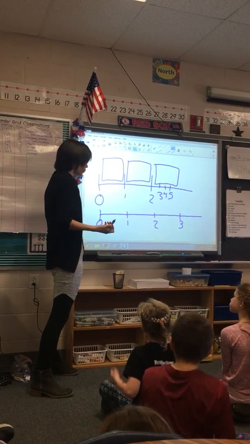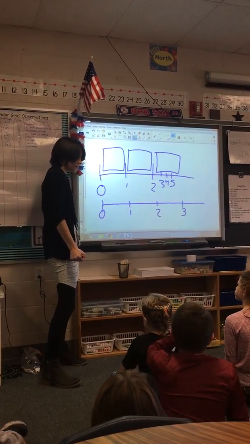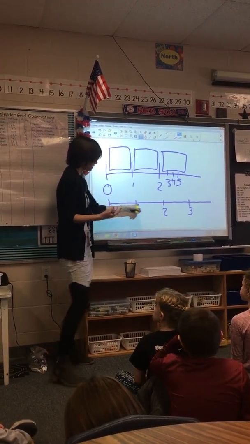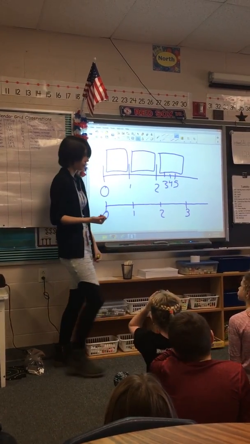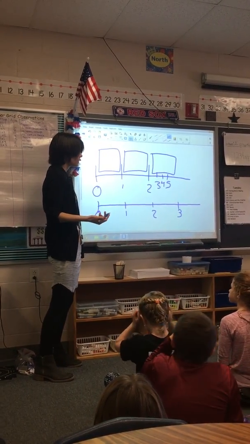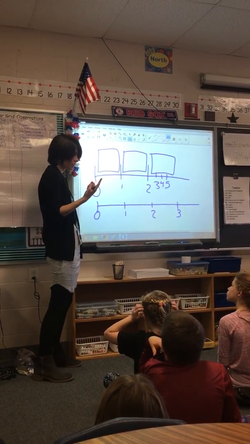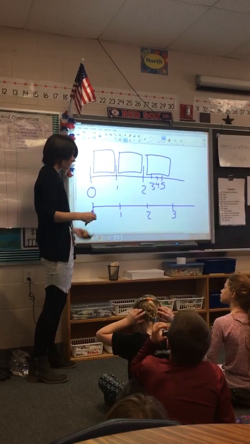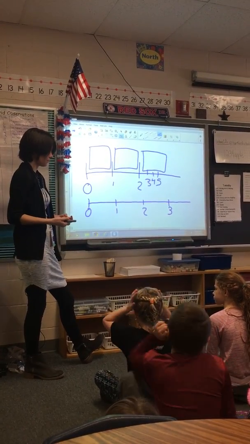Because Olivia's right. We have just one number in between 0 and 1. We have one number between 1 and 2. From 2 to 3, we have one number. Even if I go from 95 to 96, it's still just one number, right? So that space on the number line will still look the same.